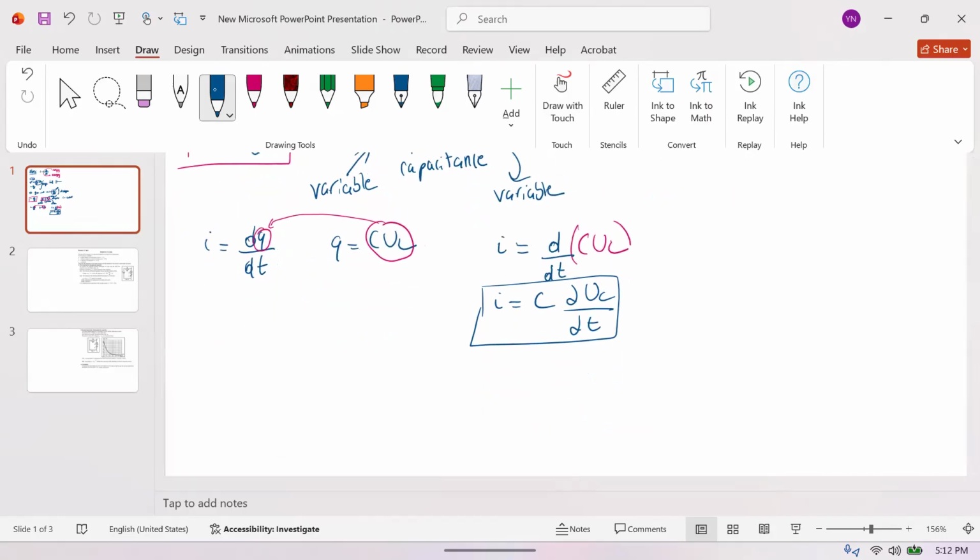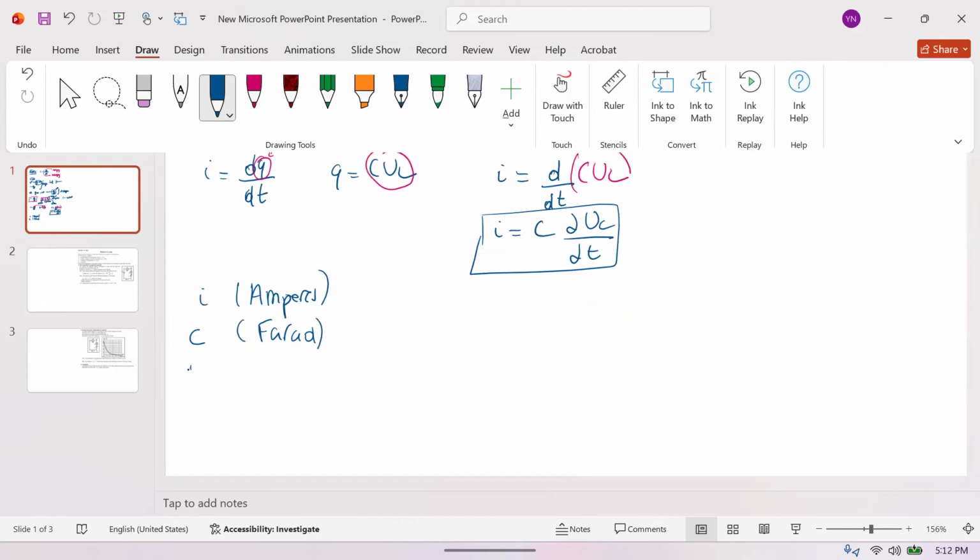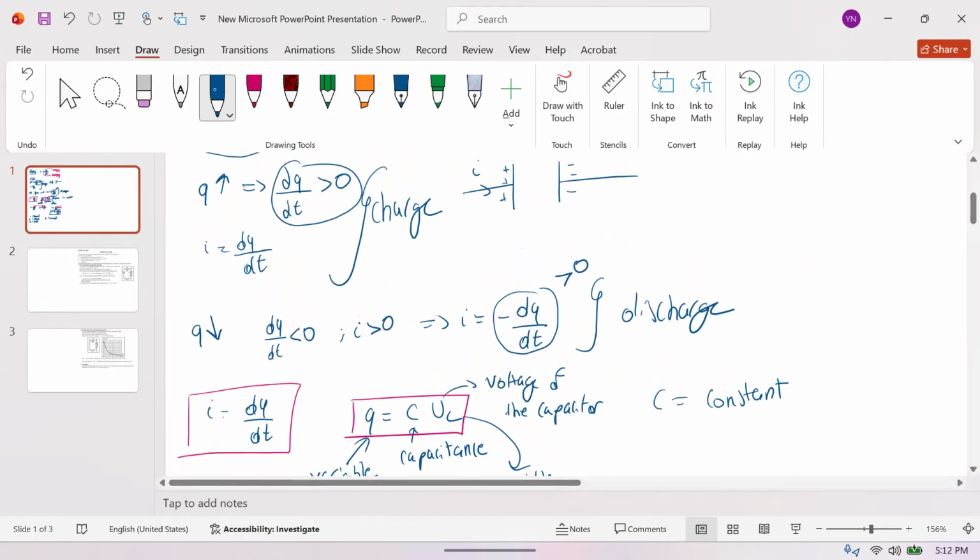Now, in case you struggle with the units, I is in amperes, C is in farad, and by the way, the capacitance should have a very small value, like 0.1 farad maximum. If it's more than 1 or 2, this is what we call superconductor. So we prefer to have small numbers for the capacitance. U is the voltage, obviously volts. And Q is the charge in coulombs. And that's it mainly for now.